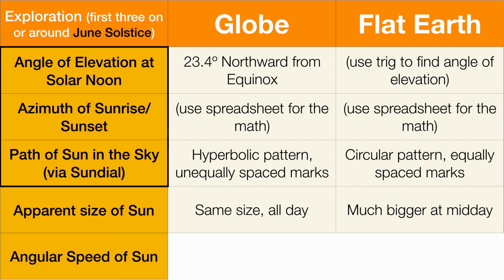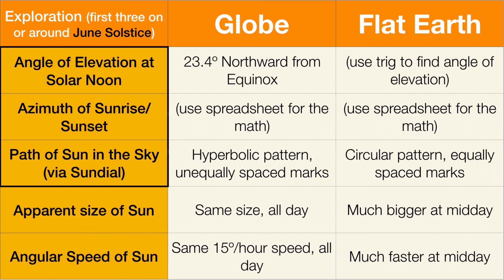The angular speed of the sun. If the Earth were a globe, the sun should be moving at the same speed across the sky, about 15 degrees per hour all day. Whereas if the Earth were flat, since the sun is a lot closer to the observer at midday, the sun should appear to be moving faster.